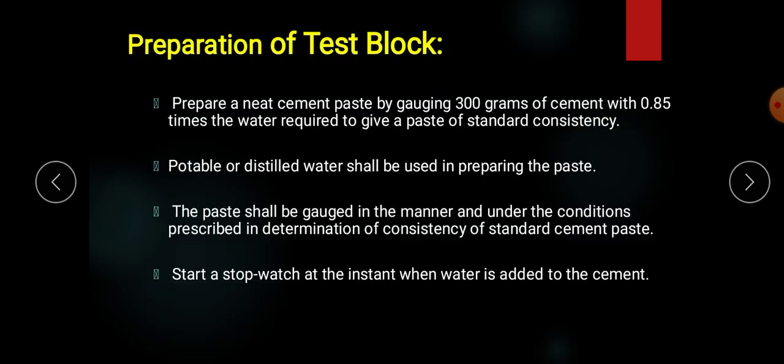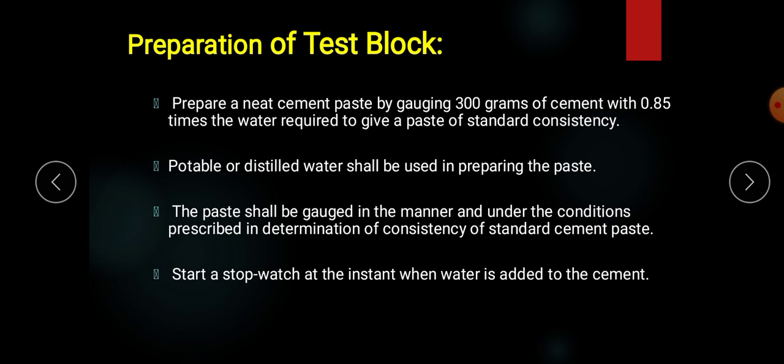So coming to the preparation of the test block. The preparation of the test block is the same as how we prepared it for the initial setting time of cement. So again I am saying it: prepare a neat cement paste by gauging 300 grams of cement. We need to take 300 grams of cement, and to that cement we need to add water. How much? 0.85 times the water required to give a paste of standard consistency.